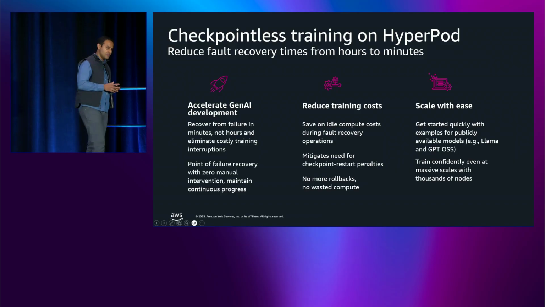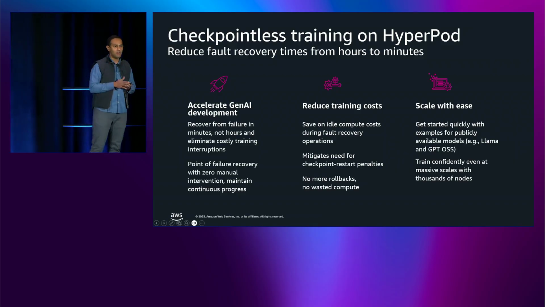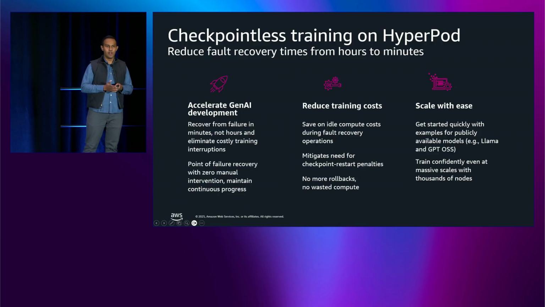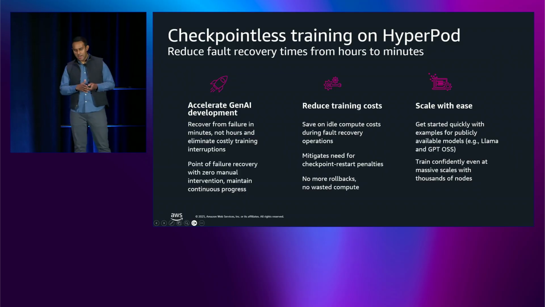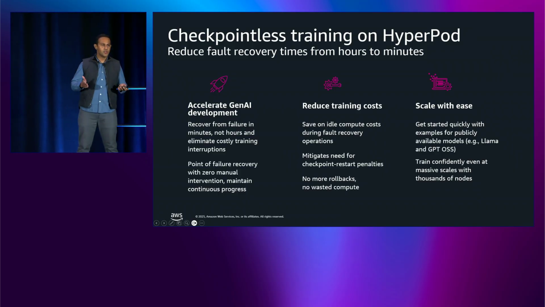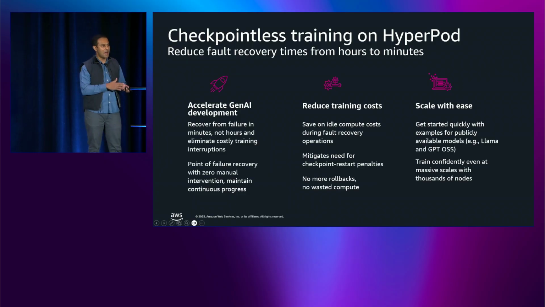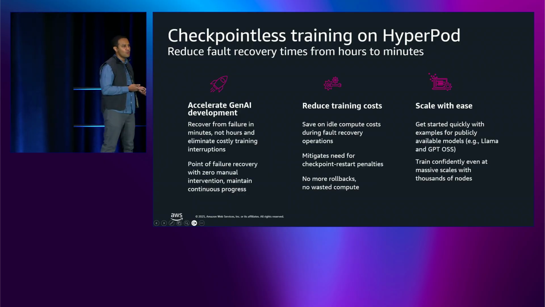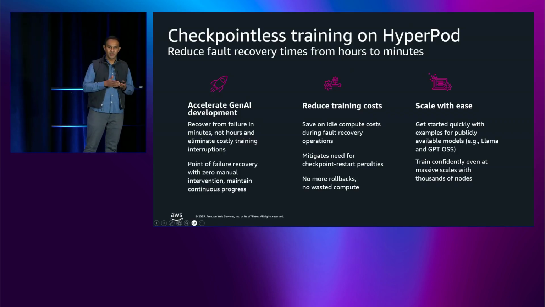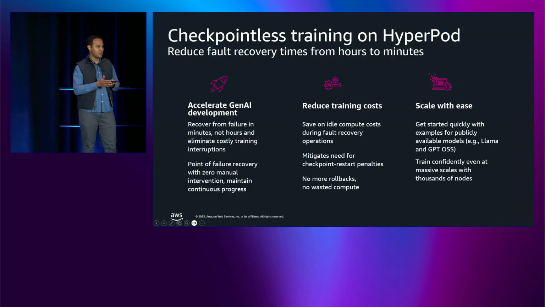The idea with checkpointless training is that once you've configured and set it up, failure recovery is fully automated, and there's no longer any manual overhead that you need to take care of when recovering from training. You are able to maintain continuous training progress without having to roll back to your last saved checkpoint. In turn, that means no more lost progress or wasted compute, because you pick up from the current epoch that you were running, even in the event of a fault, without having to roll back a few steps to the last saved checkpoint.